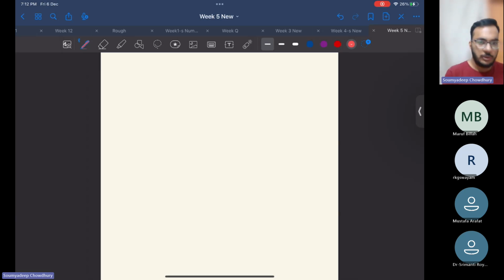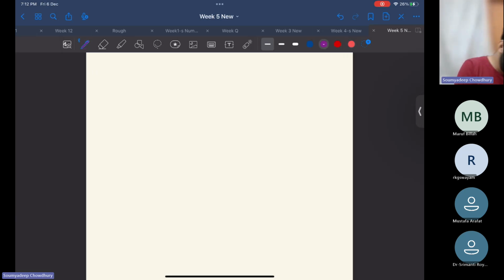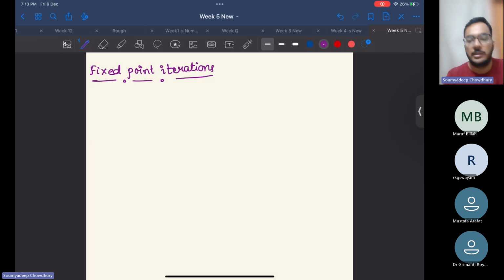Okay, so today we will be talking about, first we will be talking about one method which is known as fixed point iterations. So first we'll be looking into what we mean by fixed point iterations, and then we'll be seeing the two variants of this method: one is the single variable fixed point iteration method and the other is the multivariable fixed point iteration method. So you can stop me at any point if you want any clarifications.